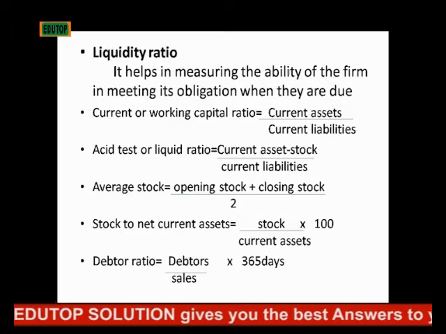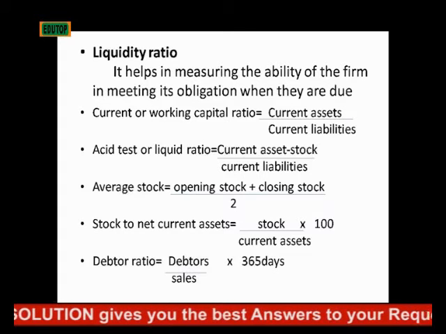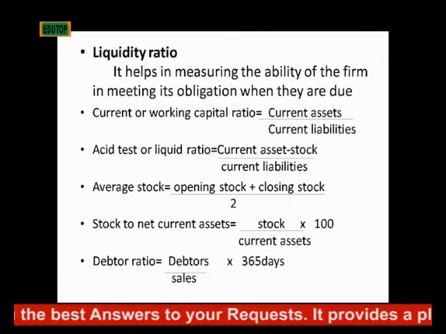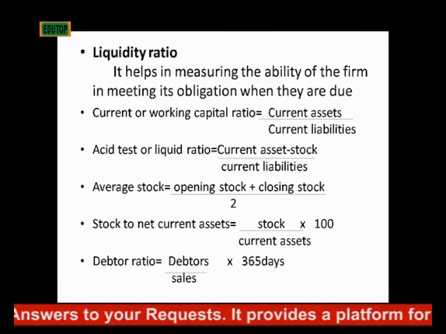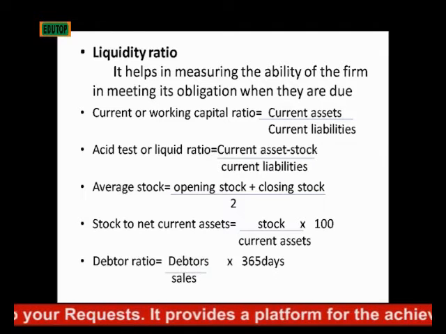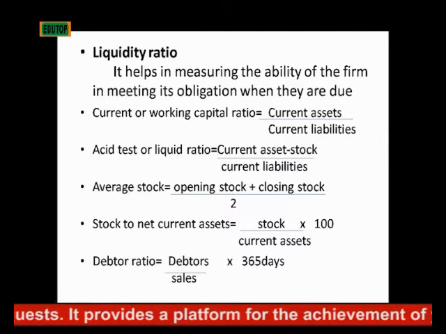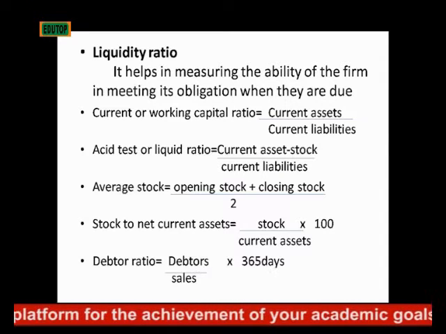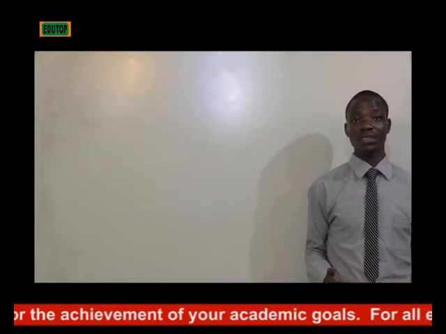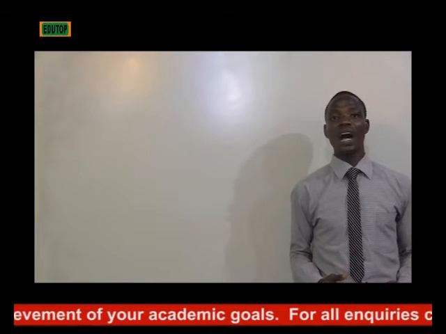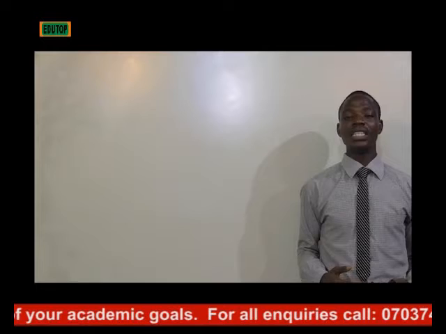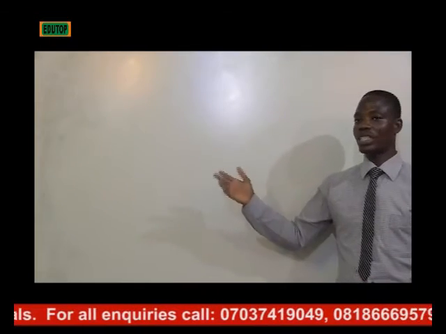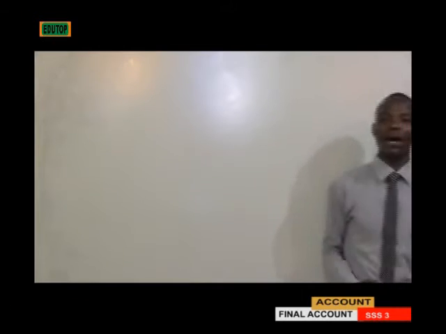That means it is talking about how you can use your current asset to meet your current liability. That is what working capital is trying to tell us: how many times can your current asset cover your current liability? Let's say we have a current asset of 20,000 naira, and you have a current liability of 5,000. That means your current asset can cover 4 times your current liability. That is what the current capital ratio is talking about.